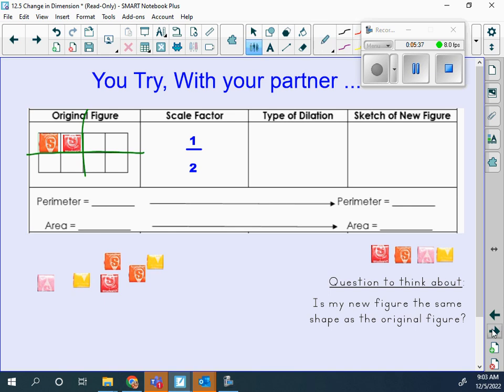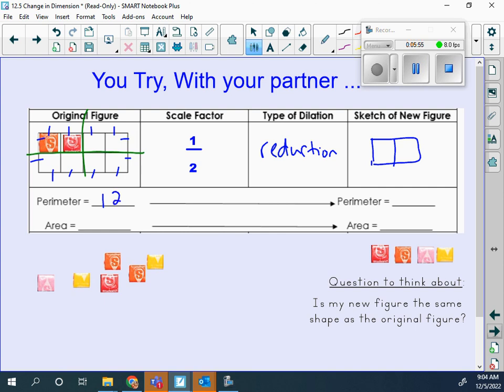What type of a dilation is it? Hello? Reduction. The new figure should now only look like that. What was the perimeter of the original shape?